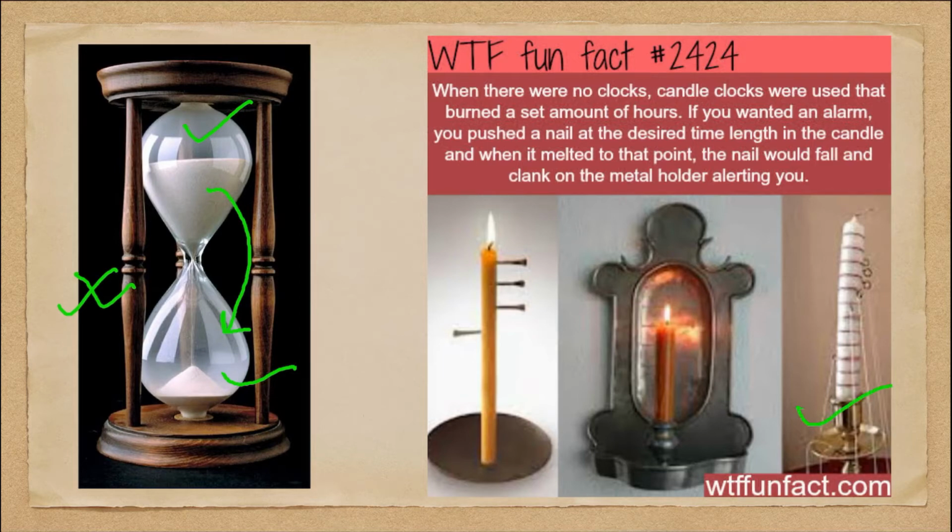This picture here is a very interesting clock. These are called candle clocks. They were used as clocks that burned a set amount of hours. If you wanted an alarm, you pushed a nail at the desired time length in the candle, and when it melted to that point, the nail would fall and clank on the metal holder, alerting you. So it was like an alarm bell.